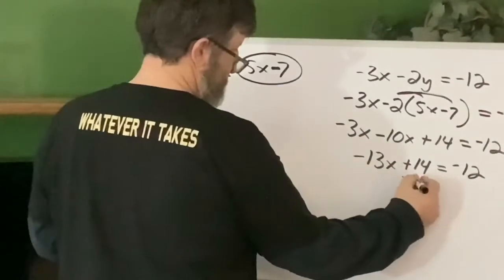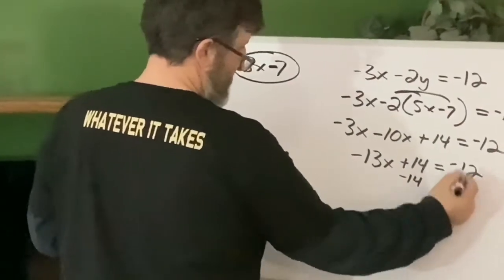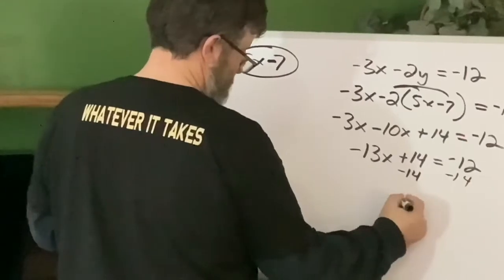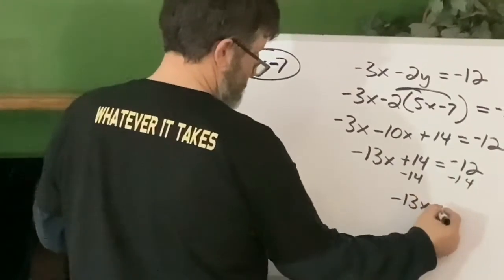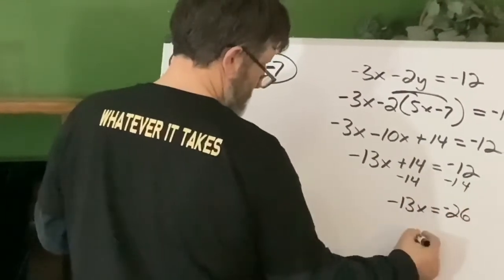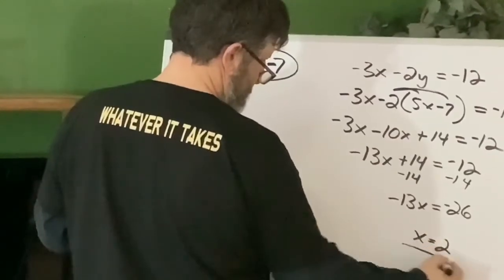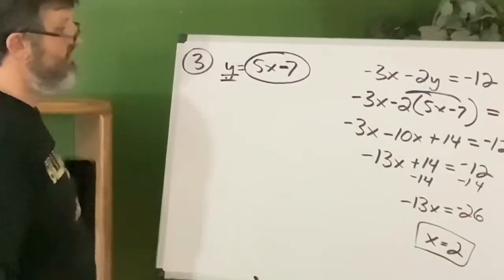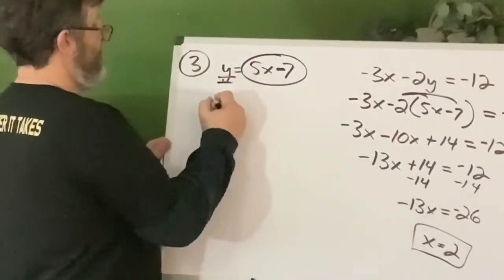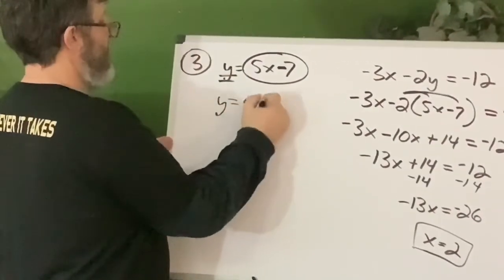Subtract 14 from each side. Be careful here, right? Negative plus a negative is a negative, so I have -13x equals -26. Therefore, x must equal 2. Nice. Okay, easy enough. Y equals 5.